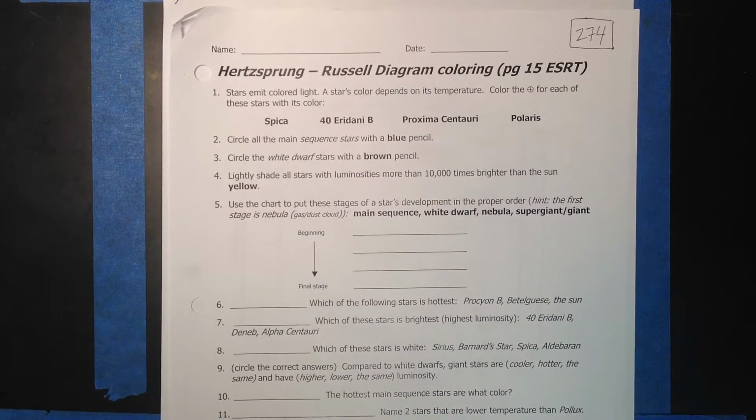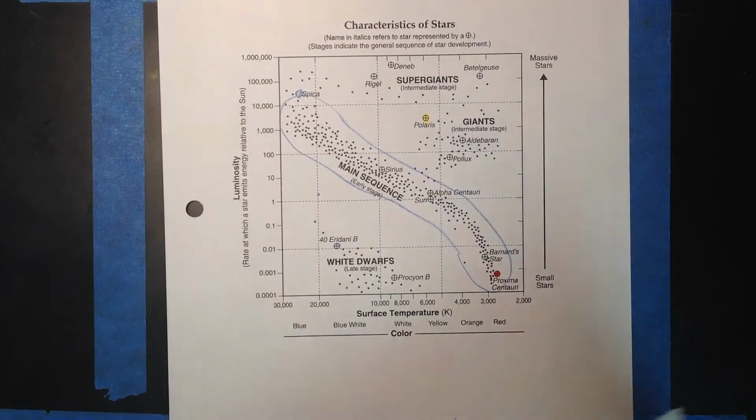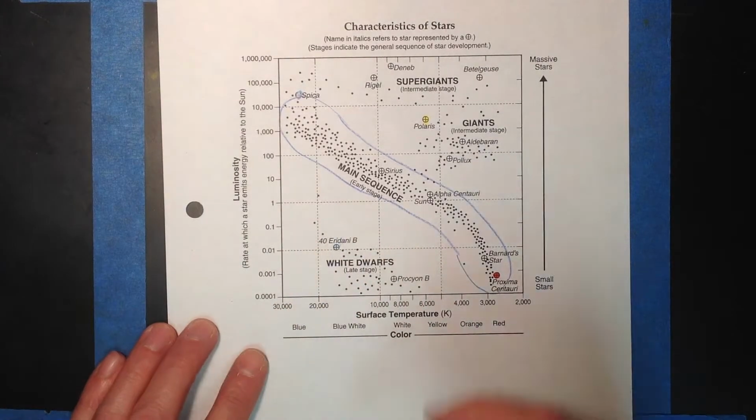3, circle the white dwarf stars with a brown pencil. So let's see where the white dwarfs are. White dwarfs are here. Okay, so these here are white dwarfs, brown.